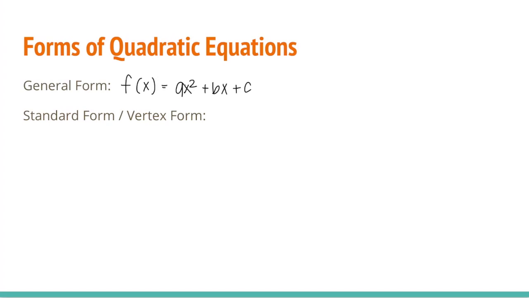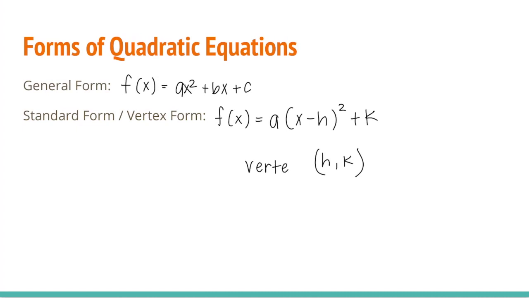Now we're going to talk about standard form, which we also call vertex form. And this helps us easily identify how to graph our function based on its vertex. So that's going to look a little like this. f(x) equals a times (x minus h)² plus k. And we have that h and k that we already know from the formula of a circle, very similar idea here. So (h, k) is going to be our vertex.